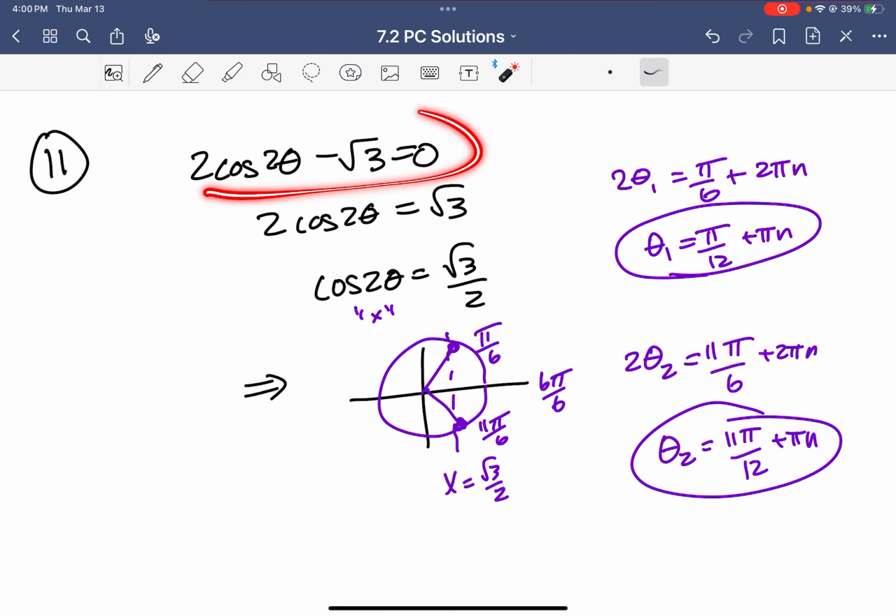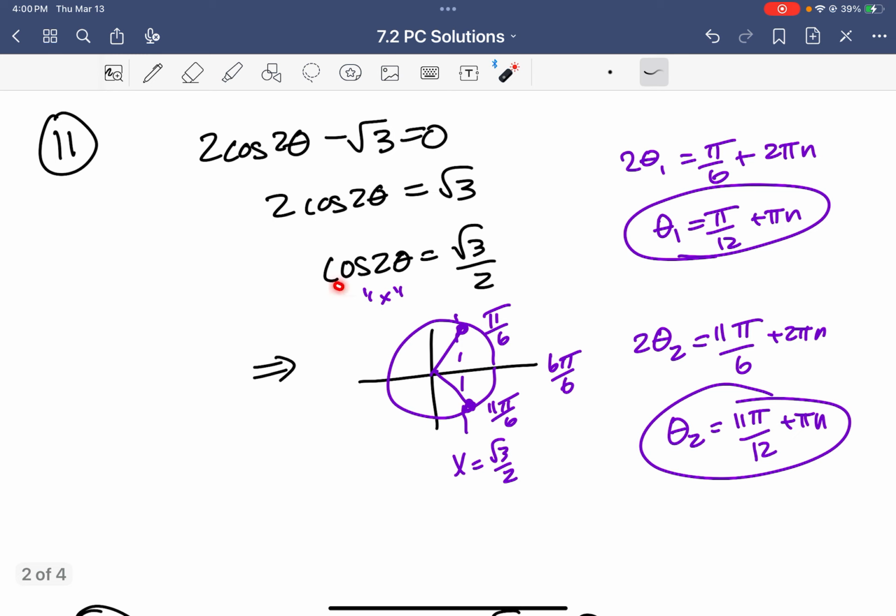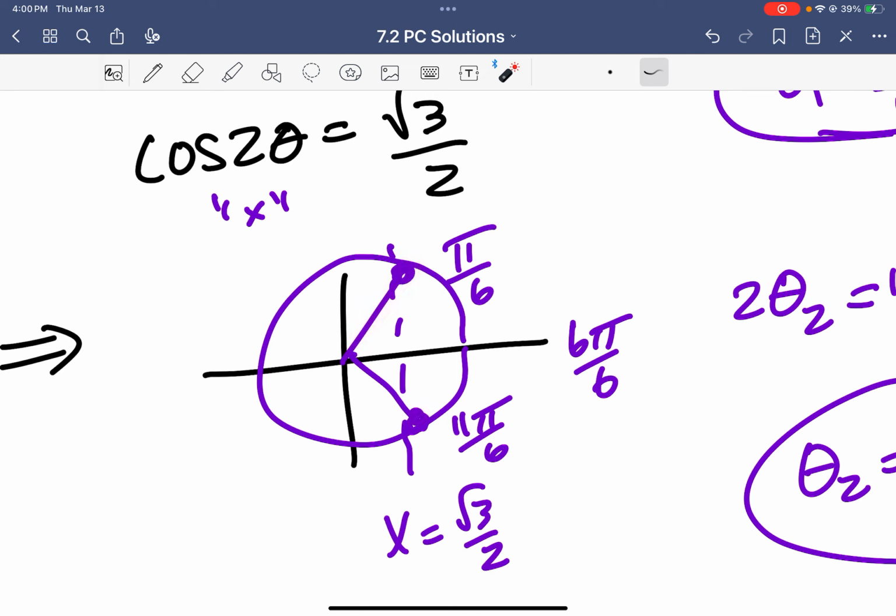Number 11, if you have this, again, my angle is just 2 theta. So I add and then divide. I get that the cosine of my mystery angle is equal to the square root of 3 over 2. Well, cosine is just x. So where's the x equal to the square root of 3 over 2? Well, it's going to be these two dots. My reference angle, I use my trig hand and find pi over 6.